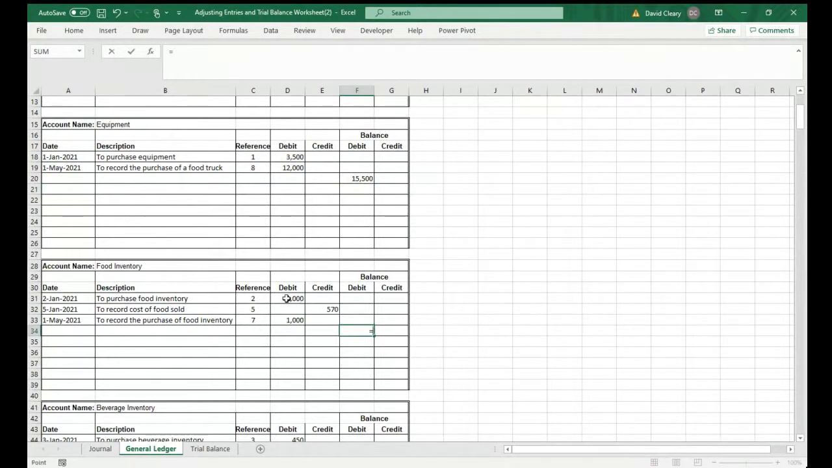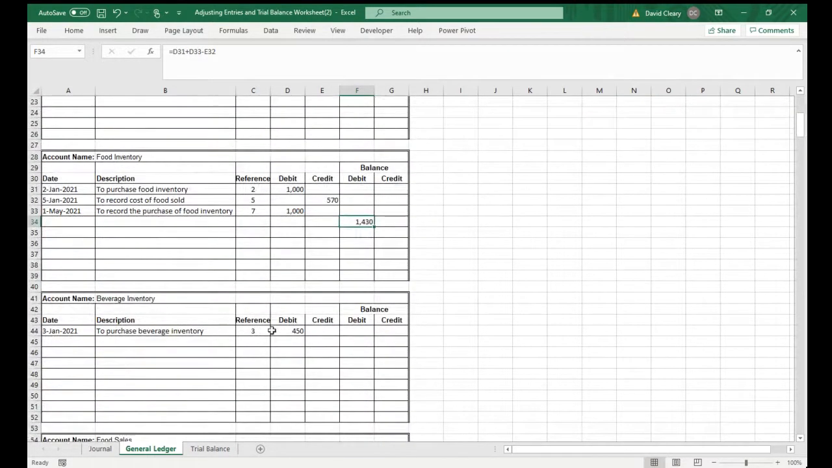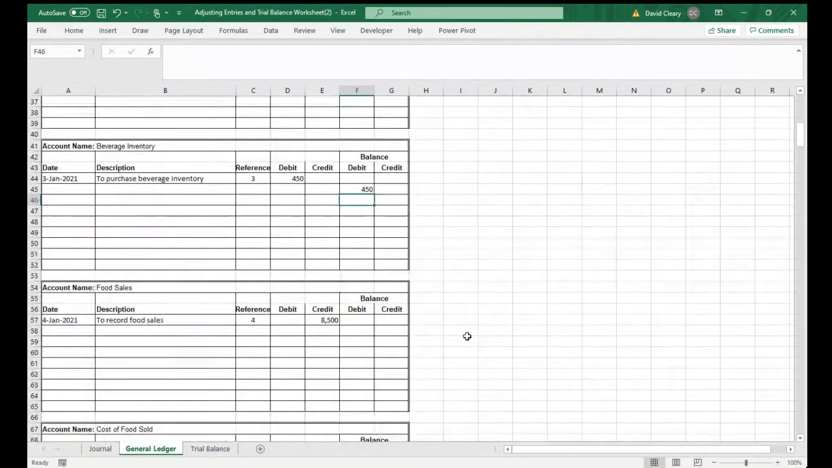Okay, so we add up all of our debits, minus our credit. We have a food inventory balance of $1,430. Coming down to our beverage inventory, there's only one debit entry of $450, so our balance will be $450. Down here again, our food sales, one credit entry of $8,500. So our balance will be a credit balance of $8,500.